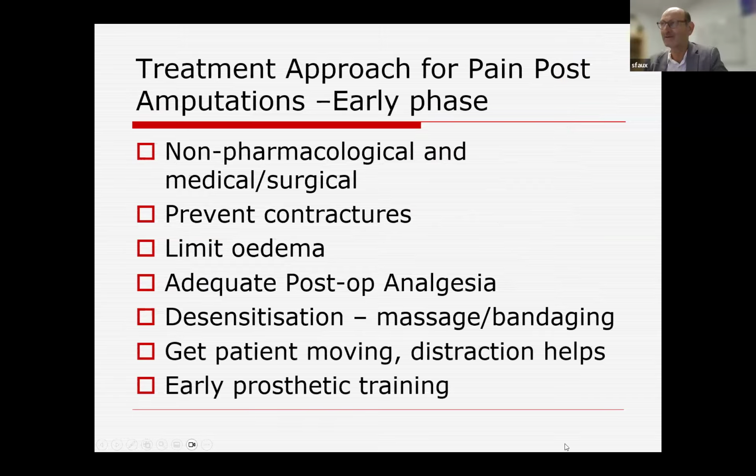That's most important. So in the early phases of treatment, you need to use non-pharmacological, medical, and surgical treatment. You need to prevent contractures, limit edema, provide adequate post-operative analgesia, and patients can learn to desensitize their stump through massaging or bandaging. And the idea is to get the patient moving pretty early and using their prosthesis as early as possible.